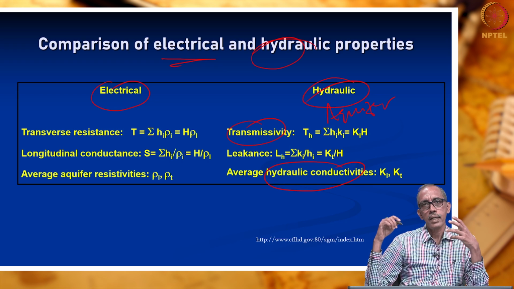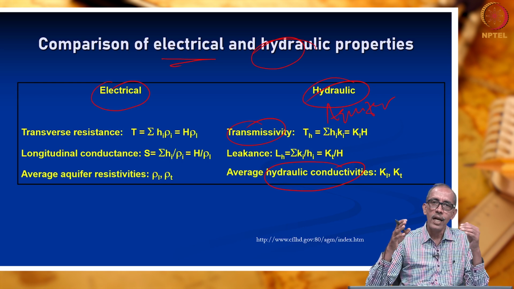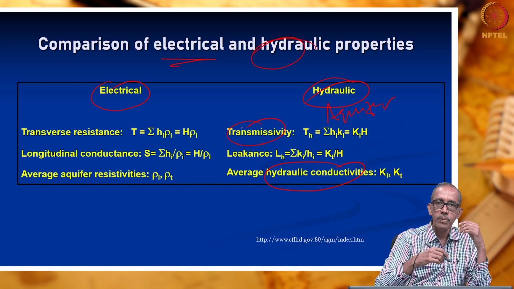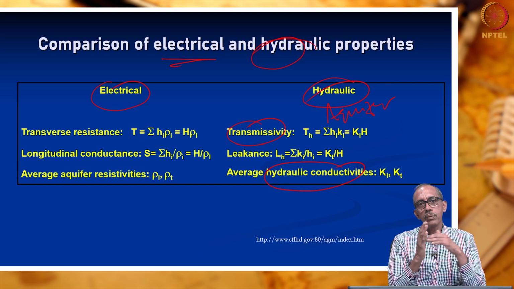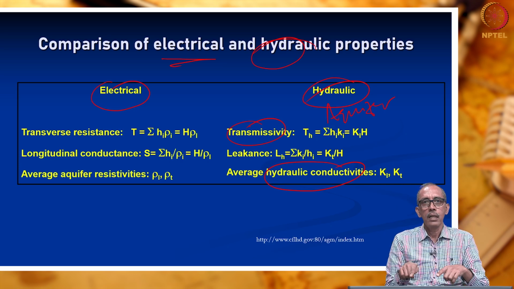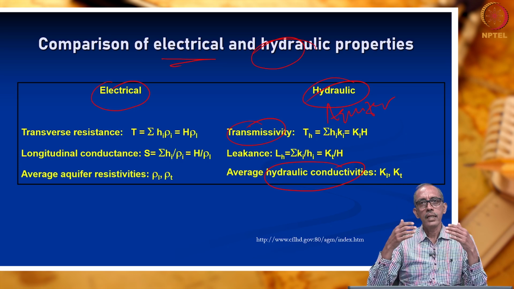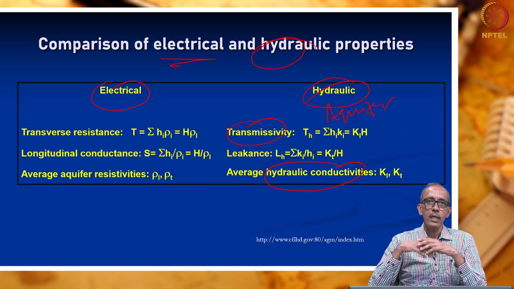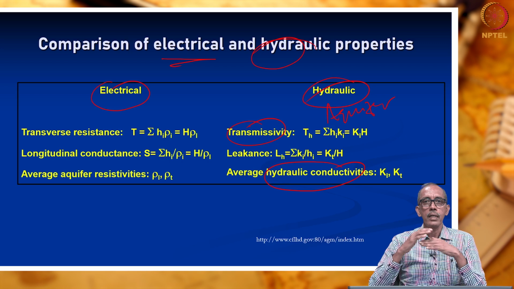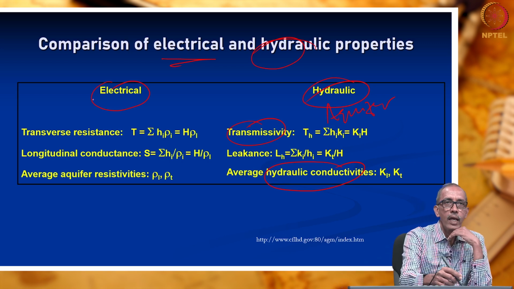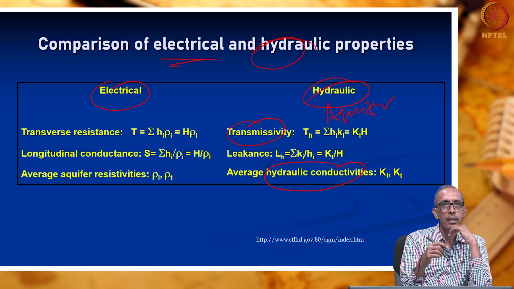So what is hydraulic conductivity? Hydraulic conductivity is the ability of the formation to transmit water. What is transmissivity? Transmissivity is the ability of the formation to transmit water along unit width of the formation. Whether it is hydraulic conductivity or transmissivity, we are referring to how groundwater is flowing in the formation in the subsurface. This is related to the way in which current is going to be transmitted by the formation.